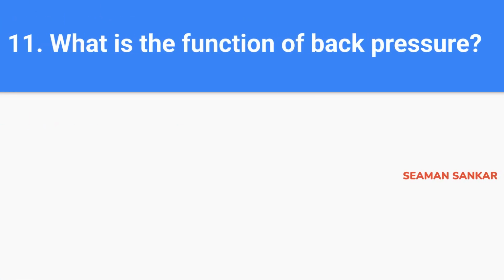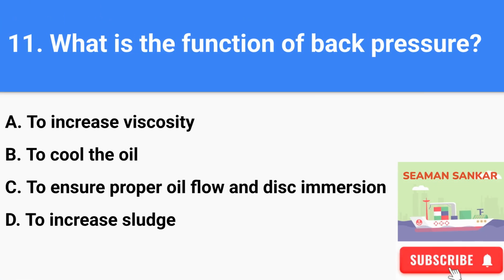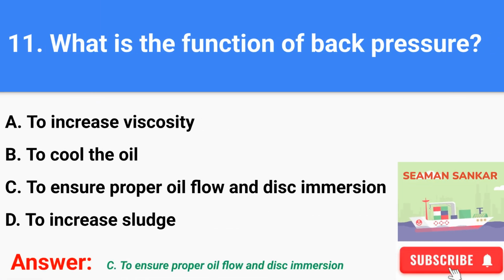Question 11. What is the function of back pressure? A. To increase viscosity. B. To cool the oil. C. To ensure proper oil flow and disk immersion. Or D. To increase sludge. The answer is C. To ensure proper oil flow and disk immersion. Back pressure is vital for effective separation.